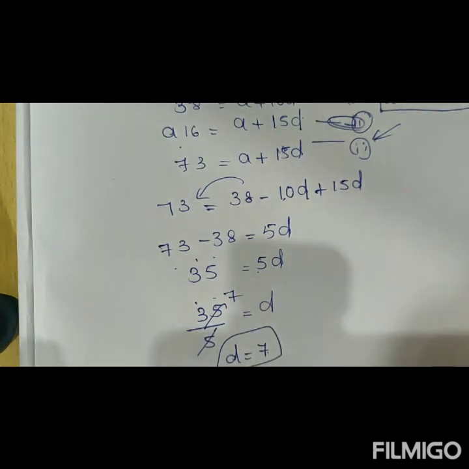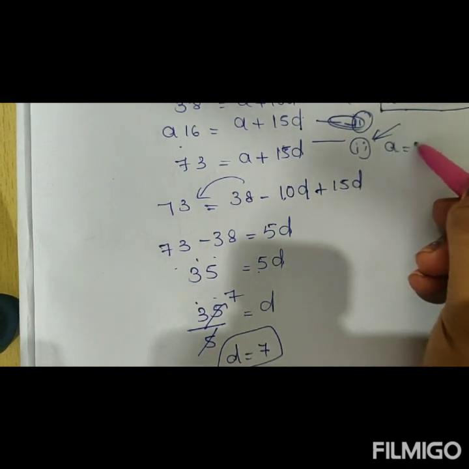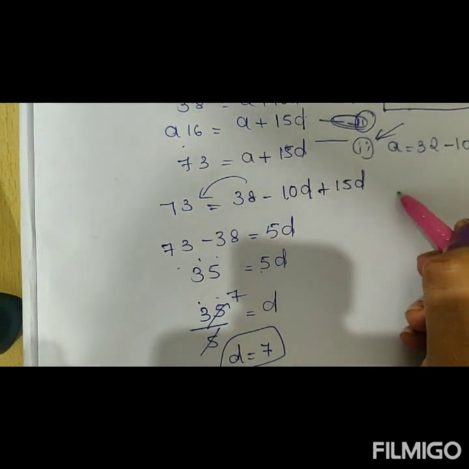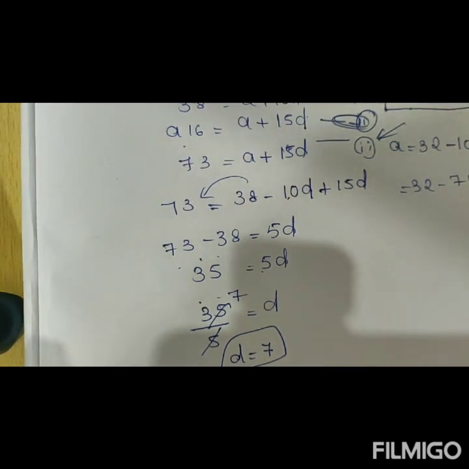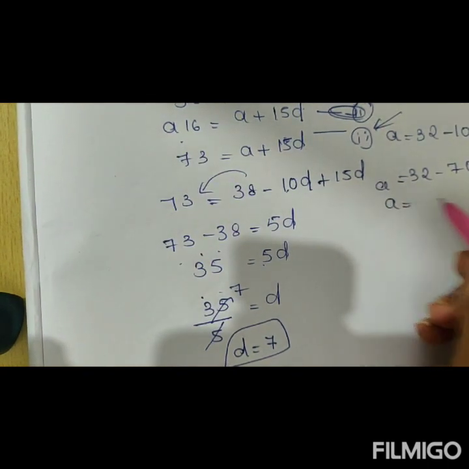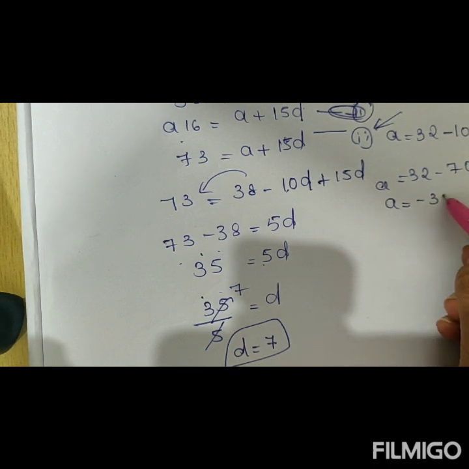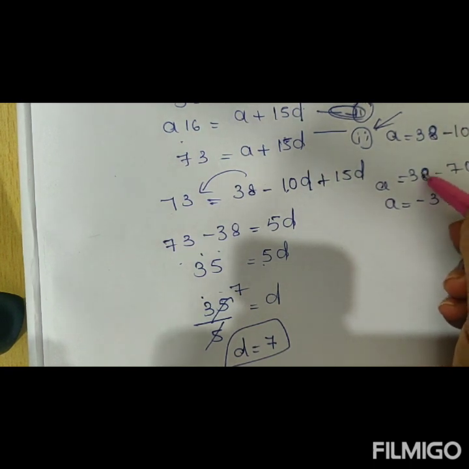So we got the value, D is equal to 7. Now we have to substitute this D value in A. So what are we going to get? A is equal to 38 minus 10 into 7. So 10 sevens are 70. So A is equal to 38 minus 70. Sorry, I said 32, this is 38. 38 minus 70 is minus 32.